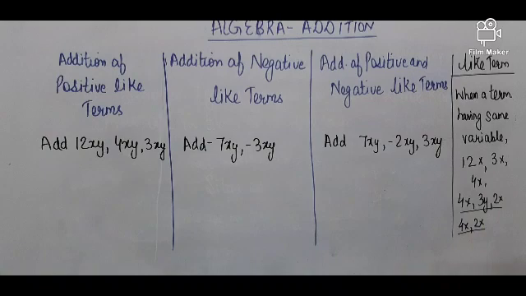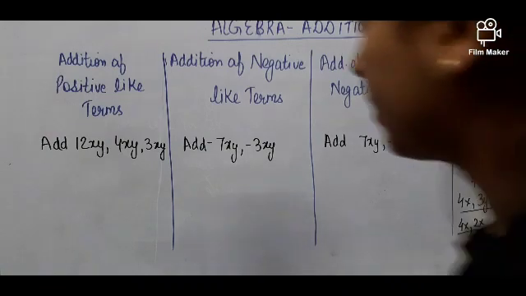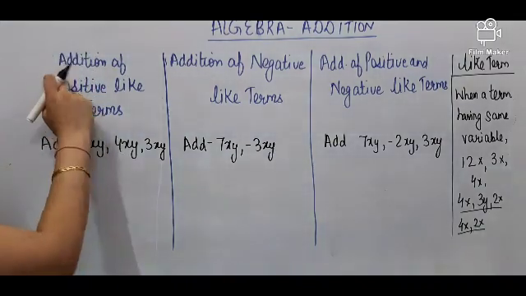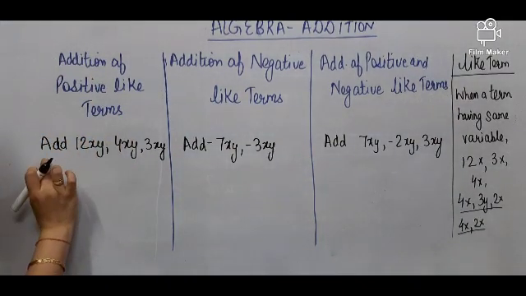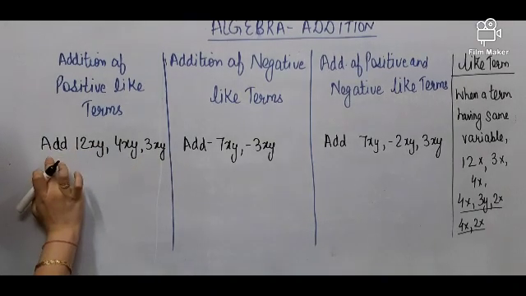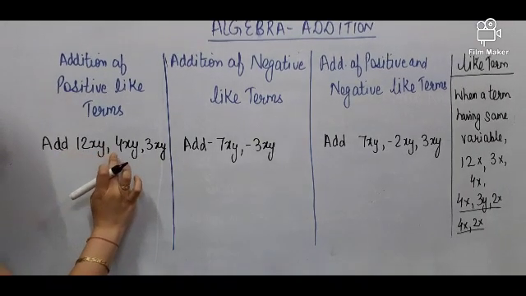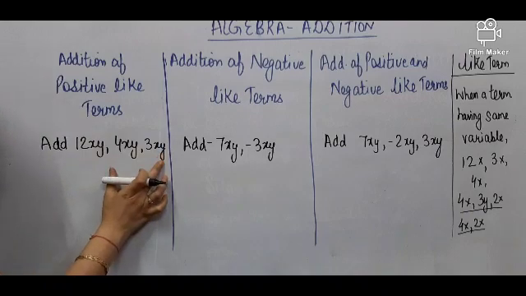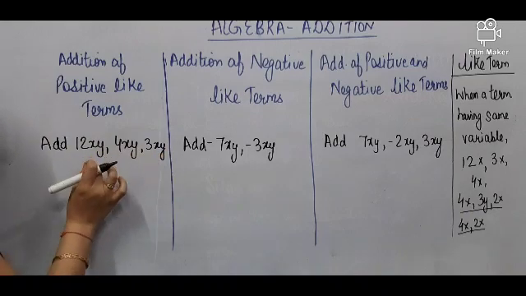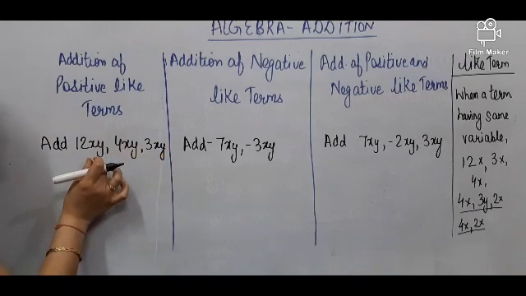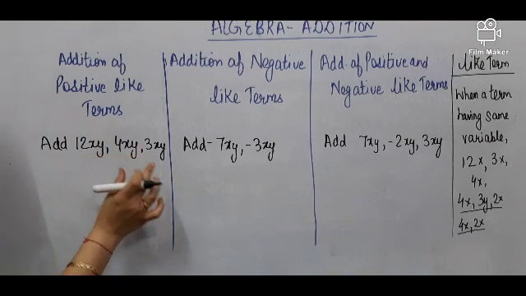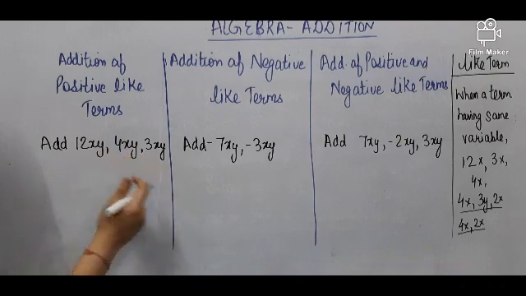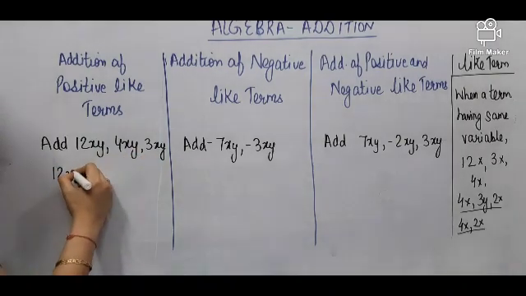Okay. So now let's start with addition of positive like terms. Now we have given a question. Add 12xy, 4xy, 3xy. All the three terms have the same variables, that is xy. Okay. Now we have to add all this. Let's see how we'll add it.